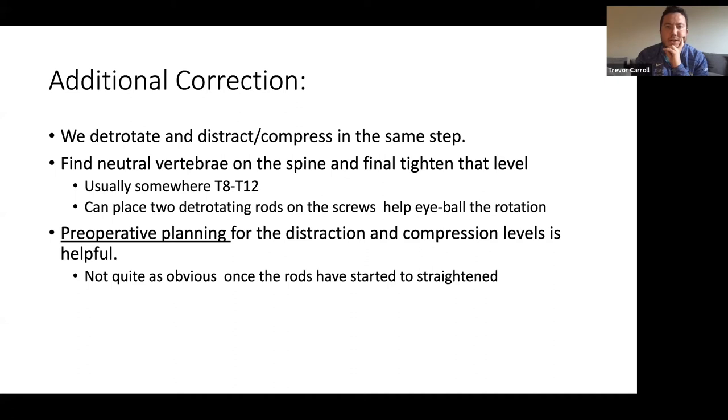If you're not very good at knowing what the compression distraction levels are, like me, then preoperative planning is helpful. You can just put arrows and stuff, and then you don't have to look at the spine. It does get less obvious, at least in my eyes, once all the rods are in, and it's a little bit more subtle. So if you preoperatively plan, it's pretty significant.